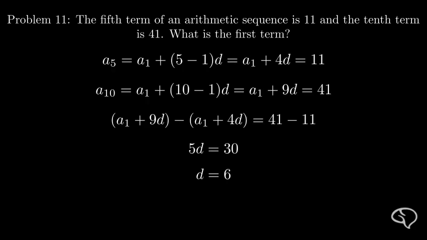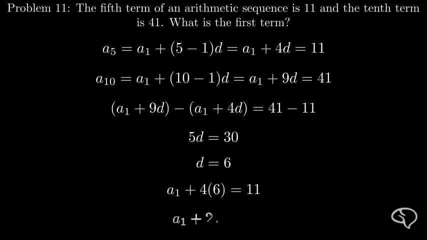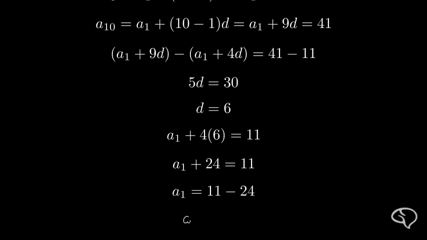Now that we have d, we can substitute it back into either equation to find a sub 1. Let's use the first one. A sub 1 plus 4 times 6 equals 11. This means a sub 1 plus 24 equals 11. Subtracting 24 from both sides, we get a sub 1 equals minus 13. So the first term of the sequence is minus 13.